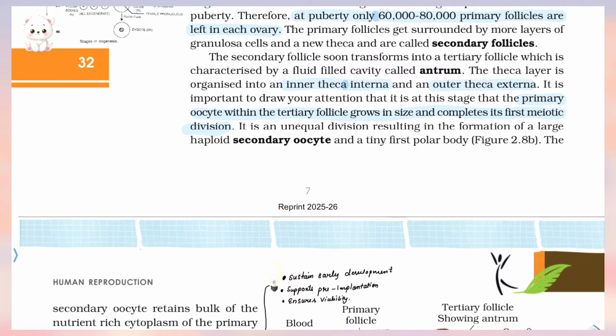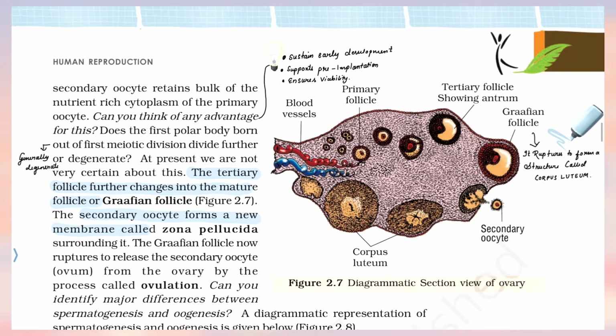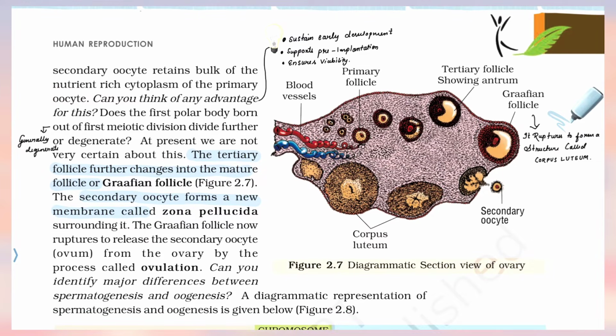It is important to draw your attention to the fact that it is at this stage that the primary oocyte within the tertiary follicle grows in size and completes its first meiotic division. It is an unequal division resulting in the formation of a large haploid secondary oocyte and a tiny first polar body. The secondary oocyte retains the bulk of the nutrient-rich cytoplasm of the primary oocyte. Can you think of any advantage for this?